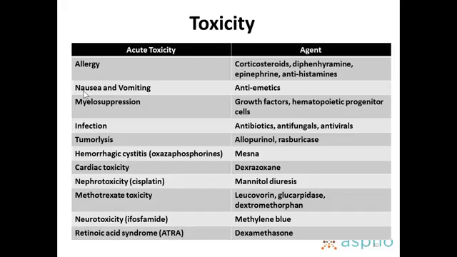We mitigate nephrotoxicity with cisplatin by mannitol diuresis. For methotrexate toxicity, we have leucovorin rescue, and more recently we have glucarpidase, or voraxaze, and the use of dextromethorphan for CNS toxicity is still very controversial, but people use it.